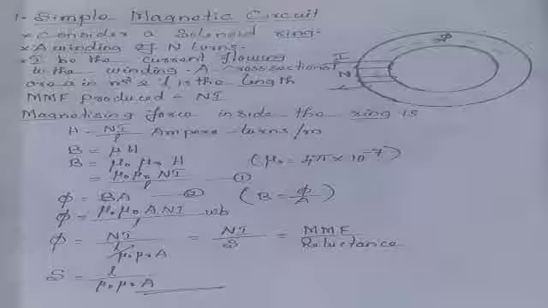This is equation number 1. Next, flux density B is equal to phi by A. From this we can write phi is equal to B into A. Now substitute the values of B and A. We get phi equal to mu naught mu r A N I by L Weber. Rearranging the terms, phi is equal to N I divided by L by mu naught mu r into A, which is equal to N I divided by S, that is, mmf per reluctance. Here S is equal to L by mu naught mu r into A.